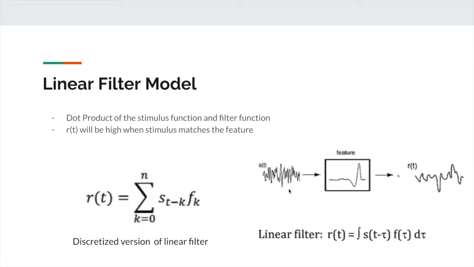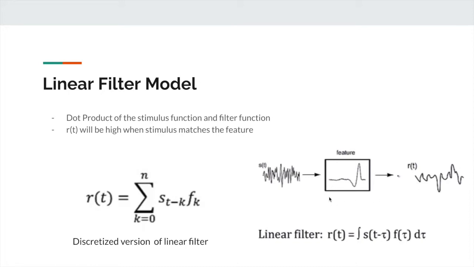And if a certain point in the stimulus graph assumes a certain shape, the same shape as the feature, then the resulting product, like these values added together, will be high. And so that results in a high neural response. That is essentially what the linear filter model does.